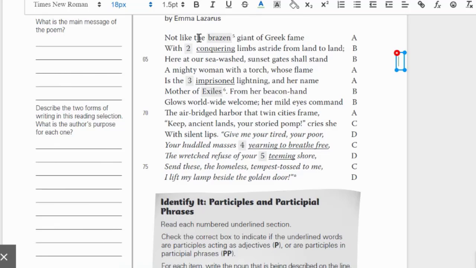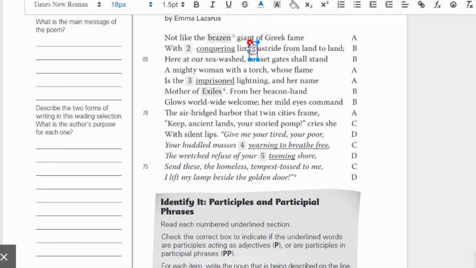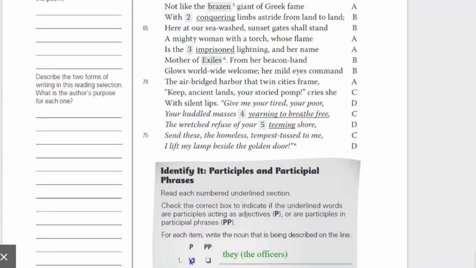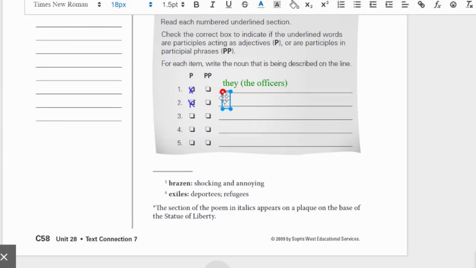Okay, number two. Let's look at the word conquering, with conquering limbs. Conquering is a participle that's acting as an adjective here, and it's describing the word limbs. So let's write that down here. We will put an X in that box, and we will write limbs.